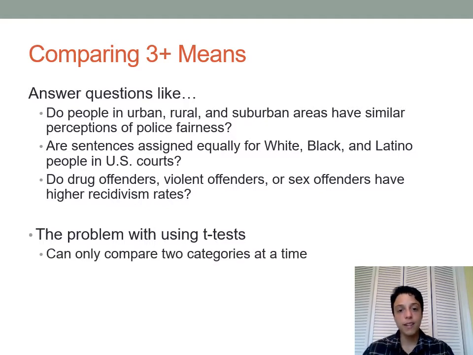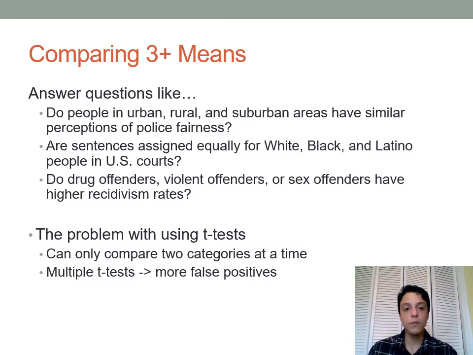The problem with this is that when using t-tests, you can only compare two categories at a time. So you can only compare one thing to another thing, and then one thing to another thing, and one thing to another thing. Because of that, you have to do a whole lot of tests. And if you do multiple tests in a row to get at the same question, you have more of a chance for a false positive.